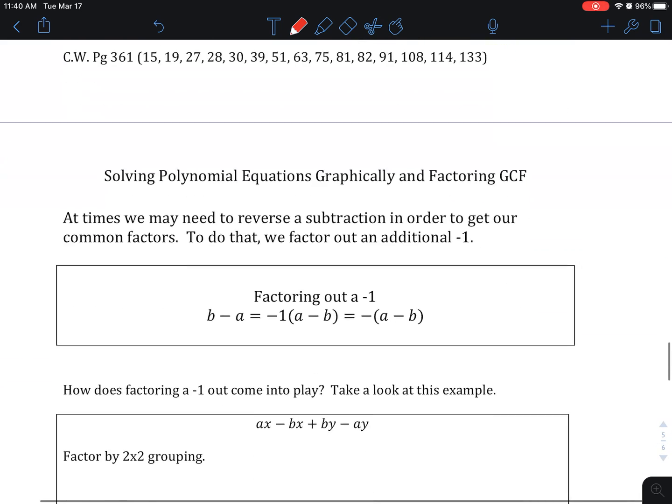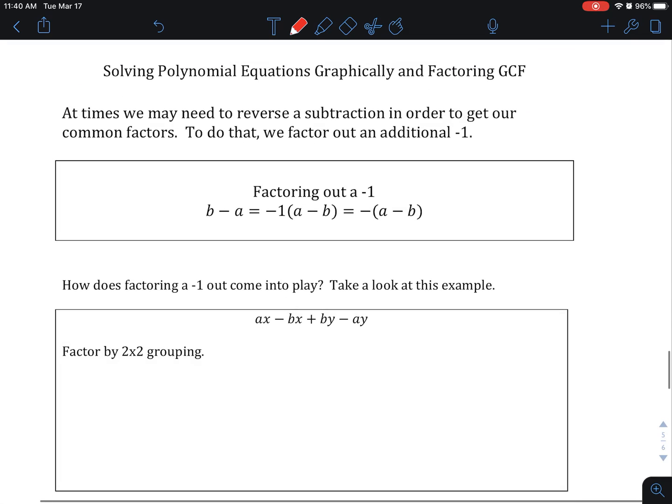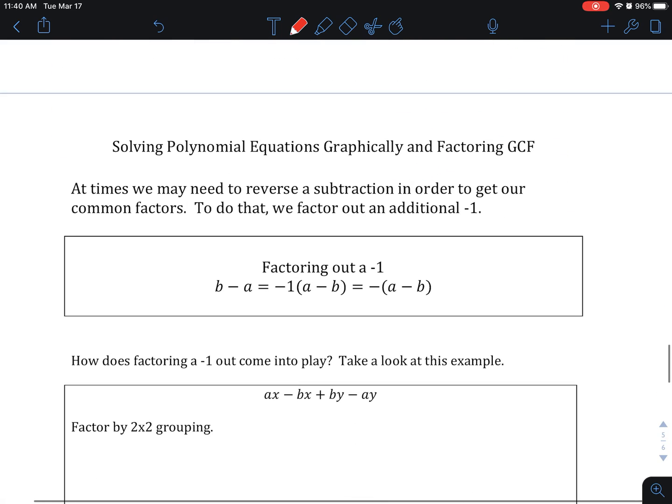That's called 2 by 2 grouping, okay? One thing to remember is that at times we may need to reverse a subtraction in order to get a common factor. For example, if we factored the GCF from 2 by 2 grouping and it turns out that the leftovers in each of them are opposites of one another, in other words, if we had A minus B and B minus A, these are opposites of one another, but these are not considered a common factor yet.